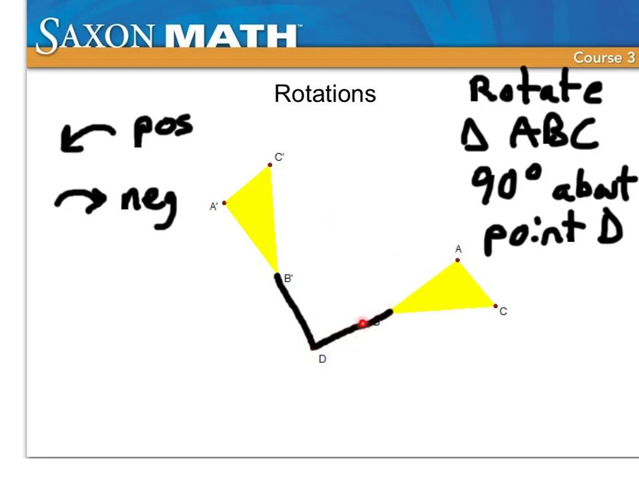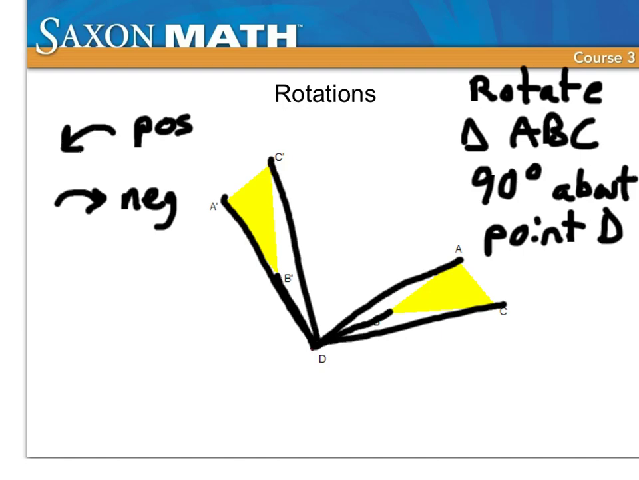And if you notice, B and B prime make about a 90-degree angle. I could also draw a line from A to D and then to A prime, and that should be about 90 degrees. Or C to D and then up to C prime should be about 90 degrees. Okay? Any one of those should have the same angle for a rotation. If I would have spun it the other way, then it would have been negative 90 degrees. Okay, but I spun it counterclockwise, so it's positive 90 degrees.